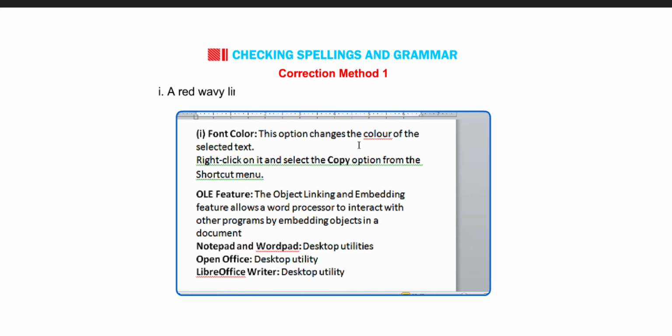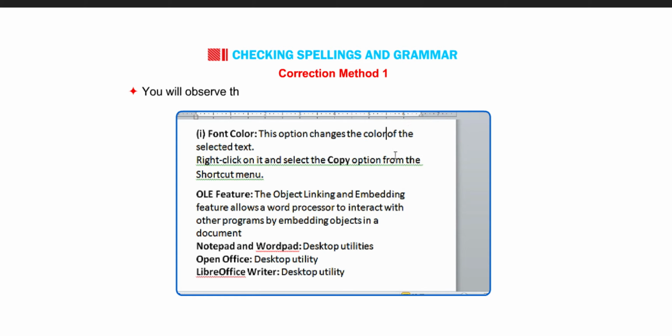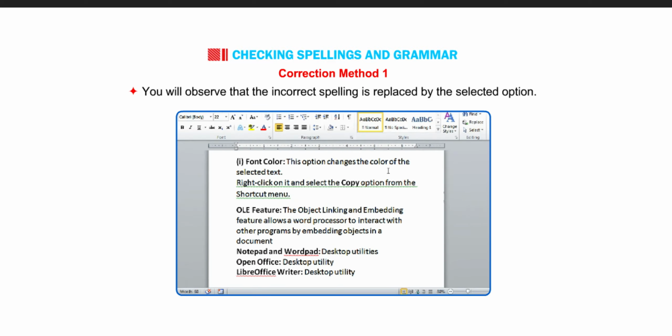Red wavy lines under any word signify an incorrectly spelled word. To correct the spelling error, right click on the incorrectly spelled word. A list of suggested corrections will appear. Select the option which meets your requirement. You will observe that the incorrect spelling is replaced by the selected option, as shown in the following figure. Just check it.